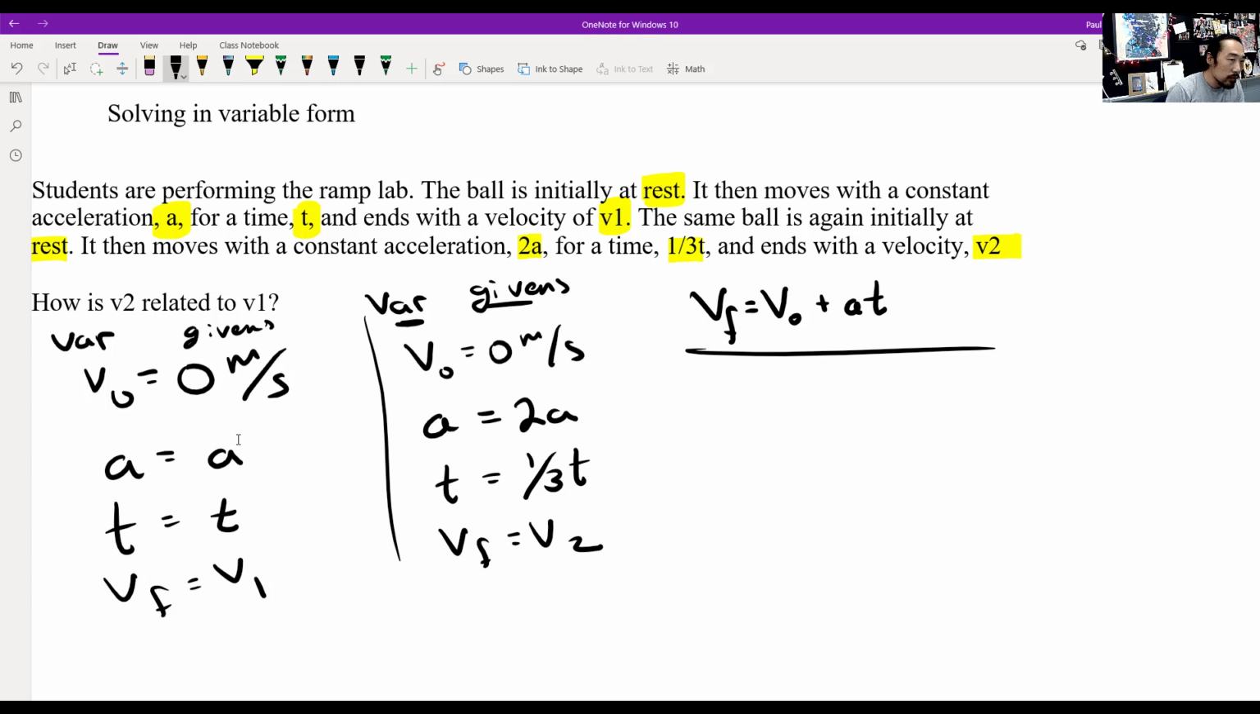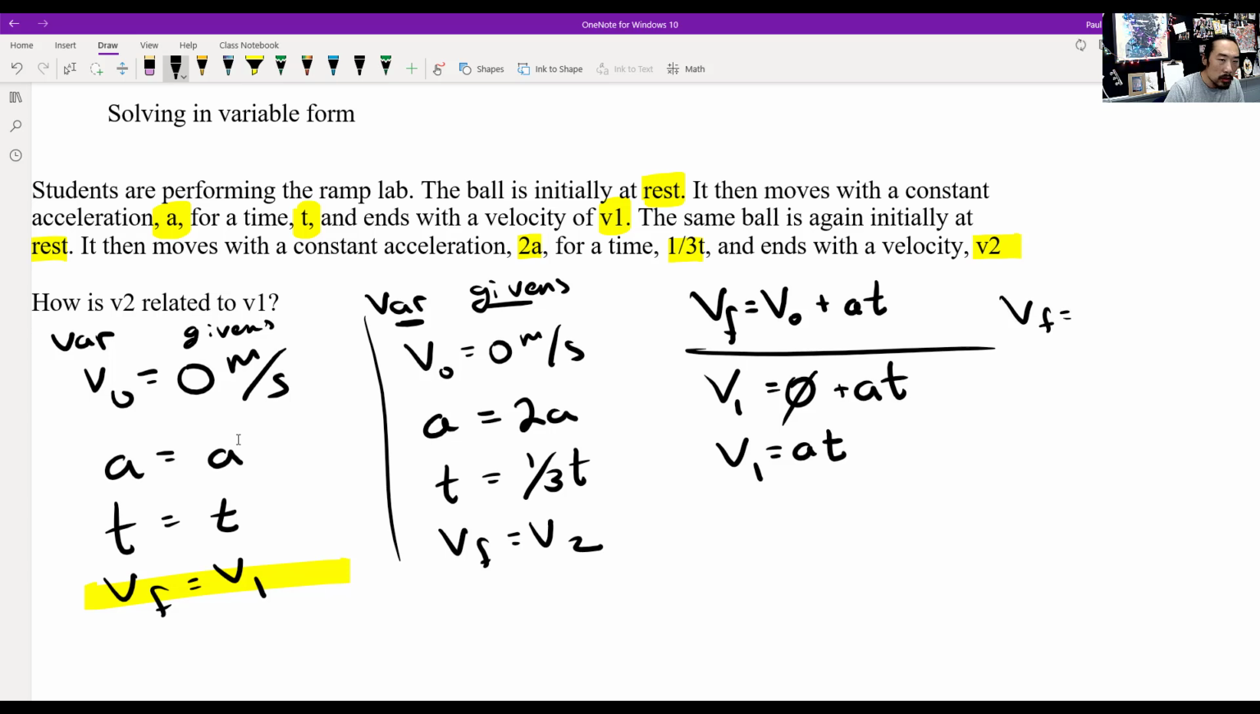So my substitution for v final, according to this table here, is v1, and my initial velocity is 0. Okay, and my acceleration is a, and my time here is t. So I put in the 0 there. So what I'm going to do now is clean it up. So v1 is equal to acceleration times time. I'm going to do it again for the second scenario.